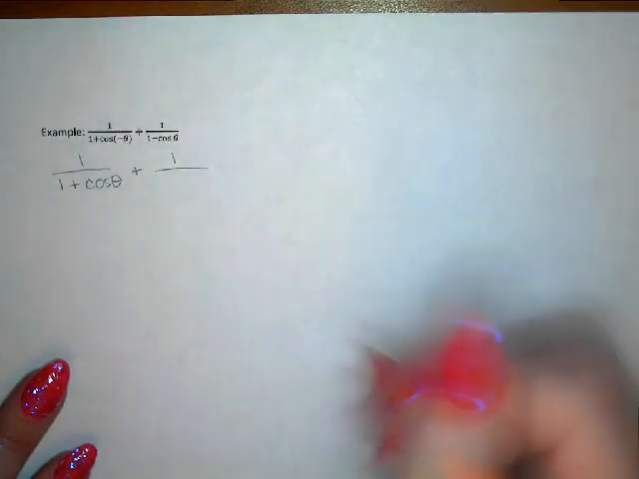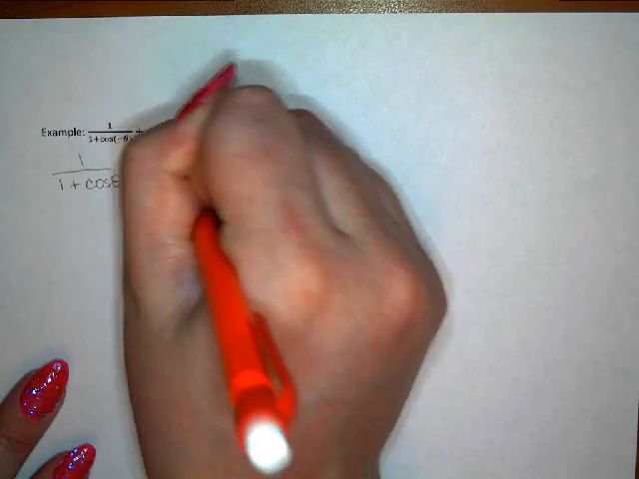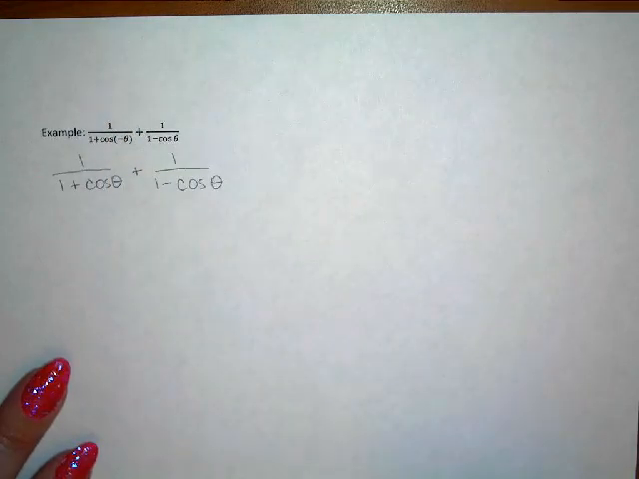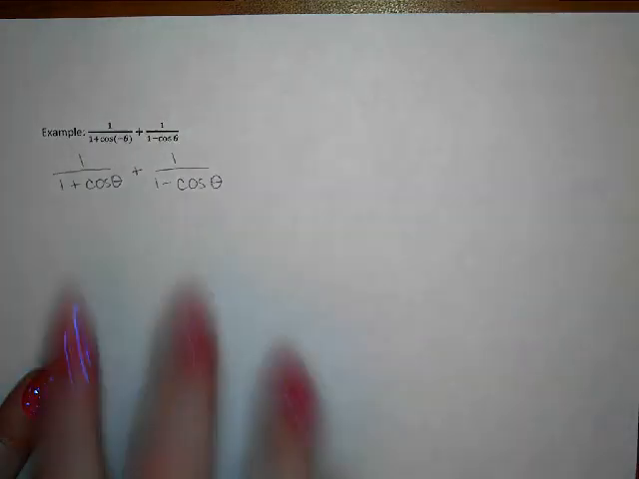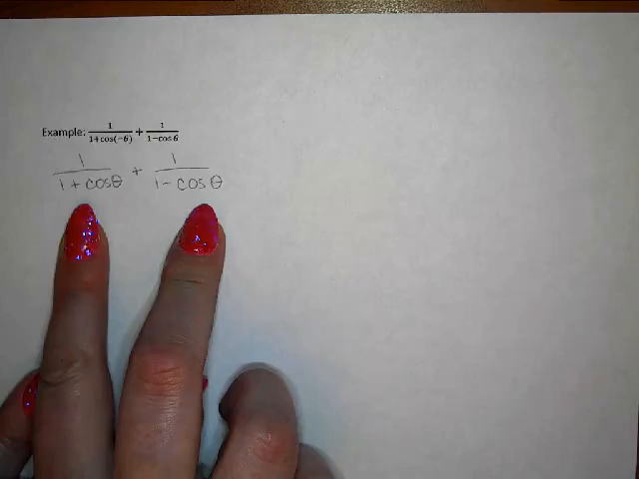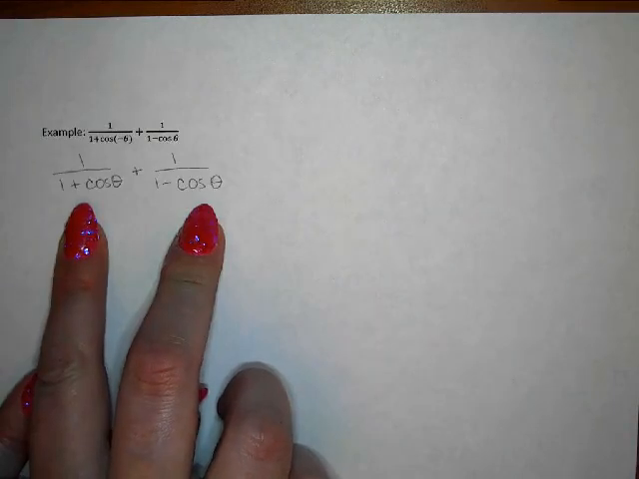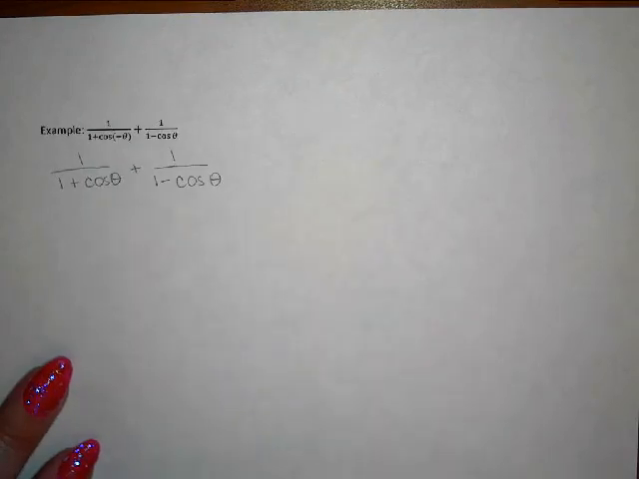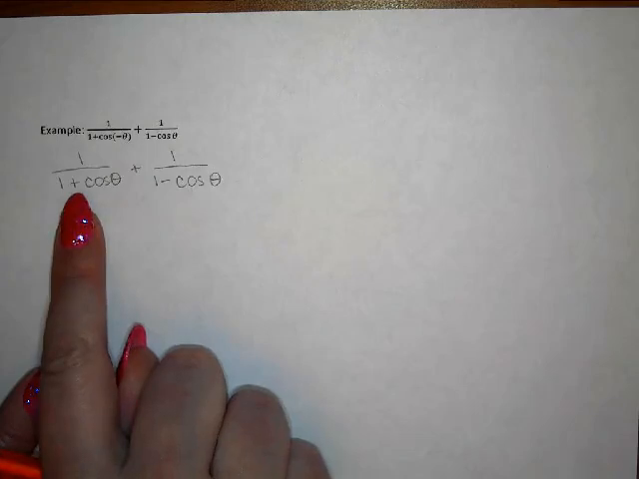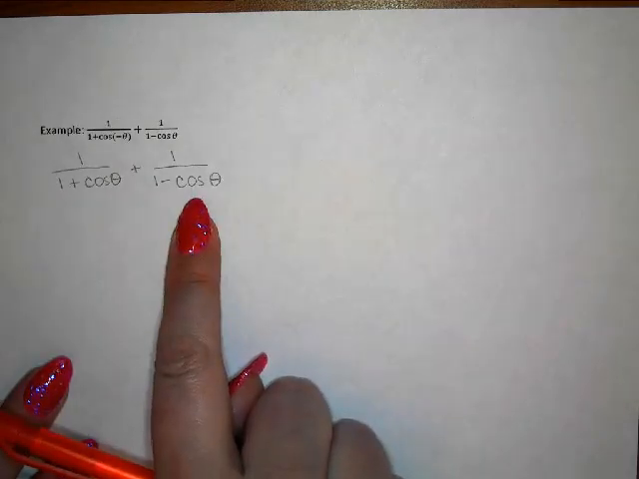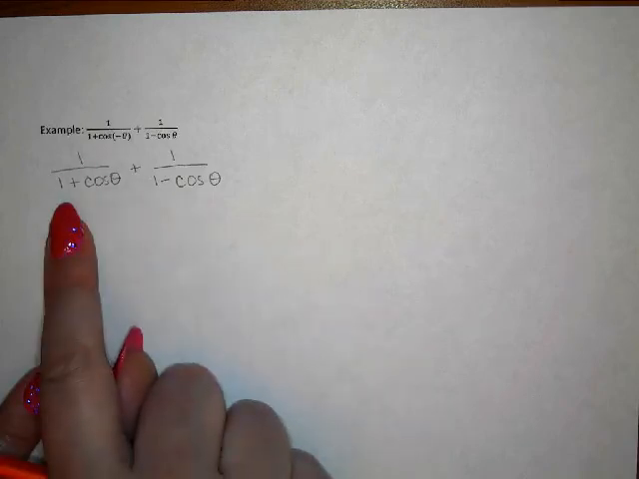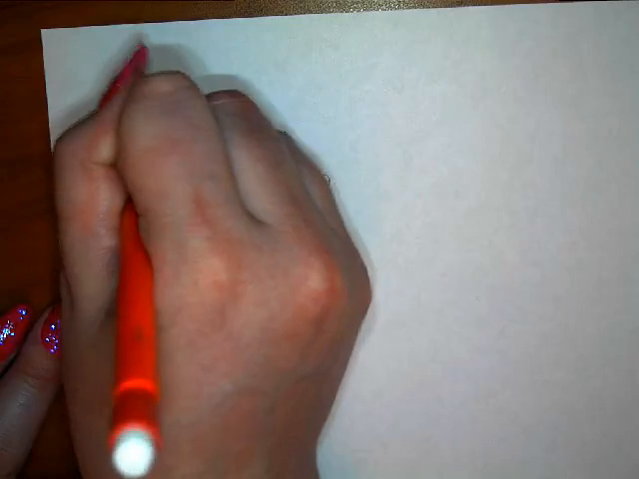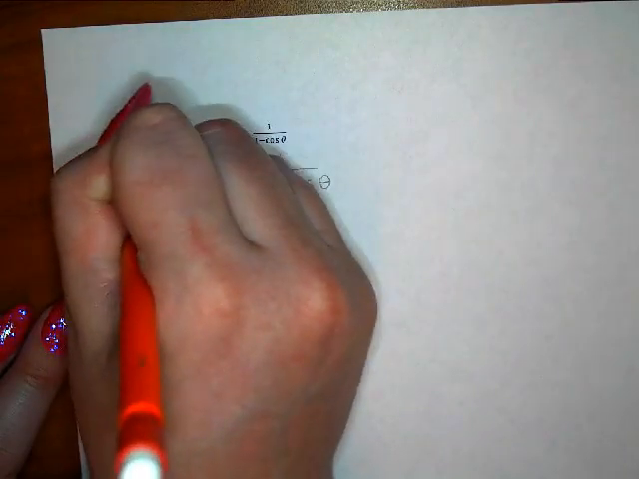So I have two fractions. I want to add the two fractions together, but I don't have a common denominator. So what I need to do is get a common denominator between those two fractions. So 1 plus cos does not have a 1 minus cos. 1 minus cos does not have a 1 plus cos. So what I'm going to do is take the first fraction and multiply it by 1 minus cos on the top and 1 minus cos on the bottom. And I'm going to take the fraction on the right and multiply it by 1 plus cos on the top and 1 plus cos on the bottom.